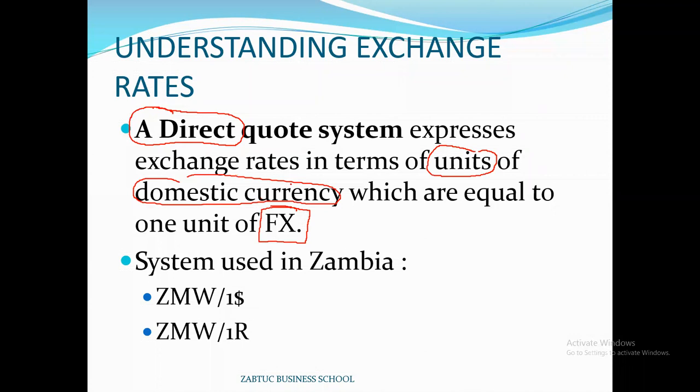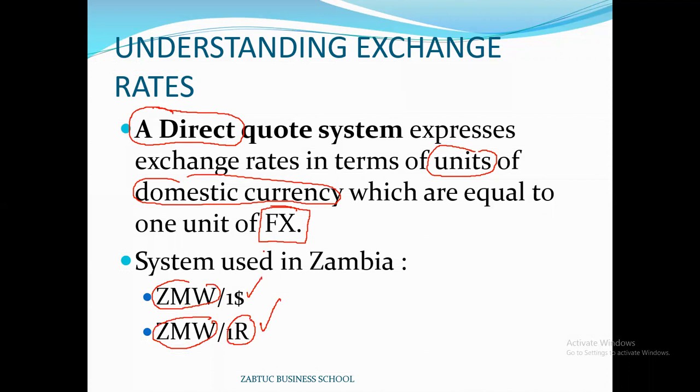And I've made a statement here that apparently in Zambia, that is a system that we use. In Zambia, for our exchange rates, we say so much Zambian kwachas to everything else. For instance, to a single dollar. So many Zambian kwachas to a South African rand. So this quotation is what we call direct.